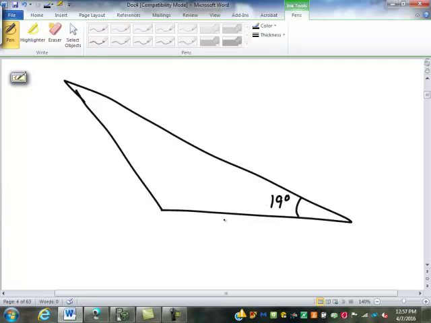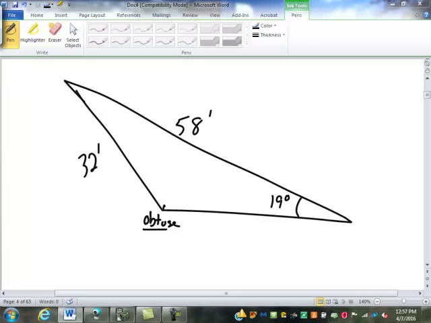So for this one, I'm going to give you that this is 19 degrees there. I'm going to give you that this is 32 feet, and this here is 58 feet. And this is obtuse. I want you in your notes to find the area of that for me. Okay, so where do we start here?